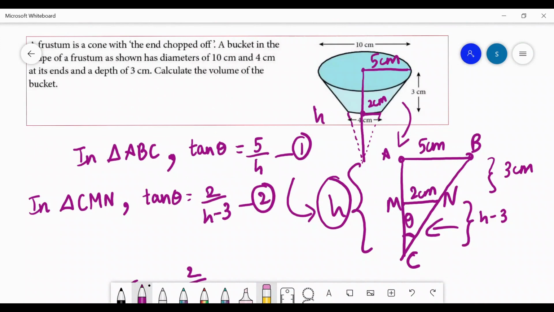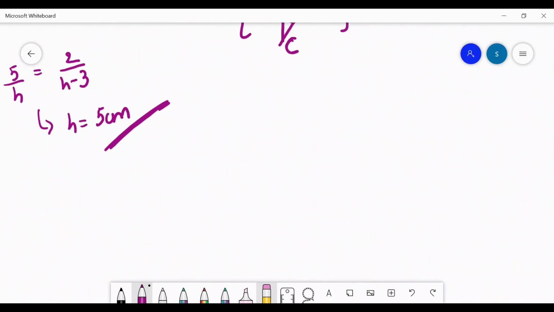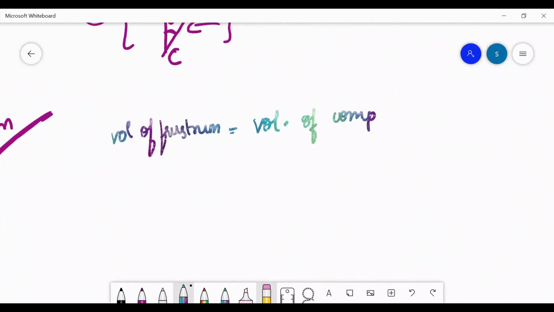To calculate the volume of the bucket, you simply have to take the volume of this entire cone and subtract the chopped cone from it. So let me just write it here. Volume of frustum is equal to volume of complete cone minus volume of the chopped part, the chopped cone. This leaves you with the volume of the frustum.